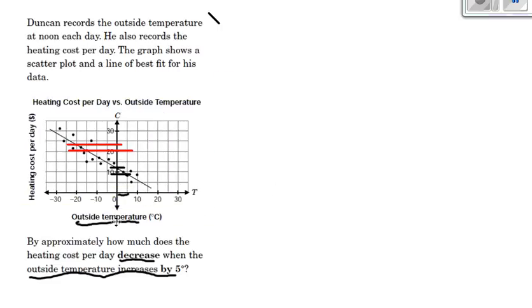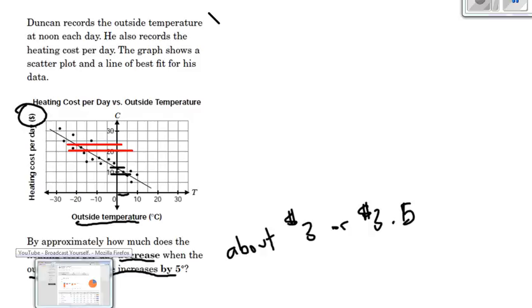So my guess is, by approximately how much does the heating cost per day decrease, it looks like about $3 or $3.5. And I knew it was dollars because I just looked over at the graph and realized the vertical axis is dollars. So by about $3 or $3.50. So, if I had to show my work, I would show my work exactly the way I did here with these lines on the graph and some indication that I'm reading the graph. So that was just a quick review of how to look at scatter plots.